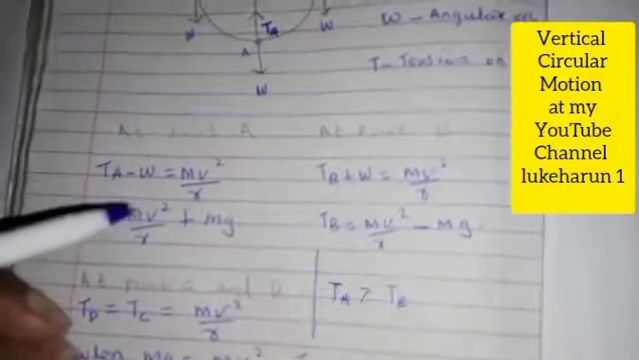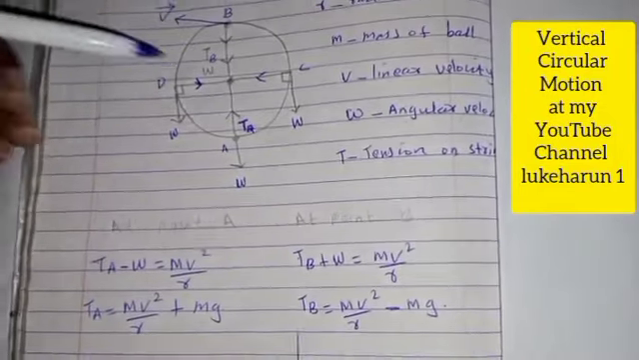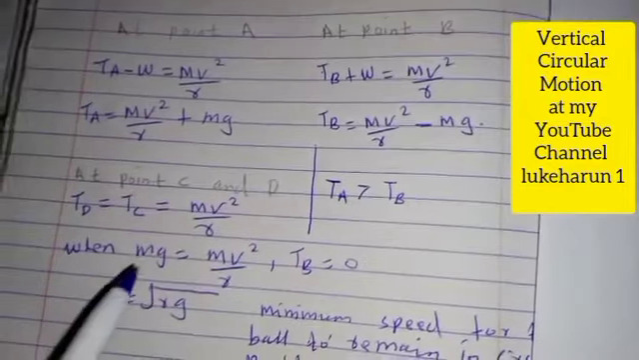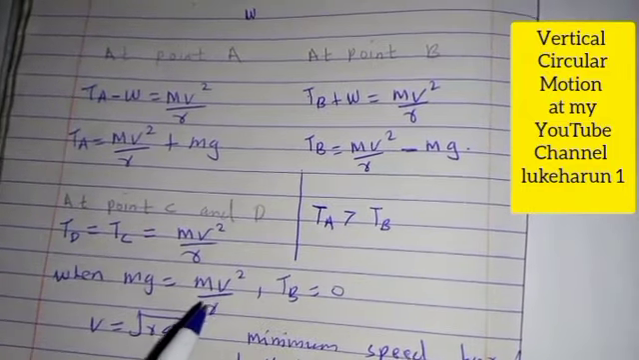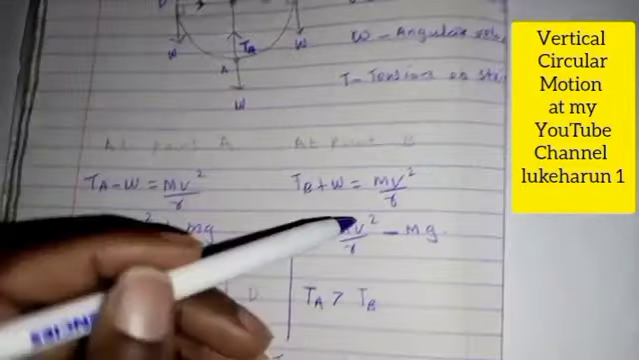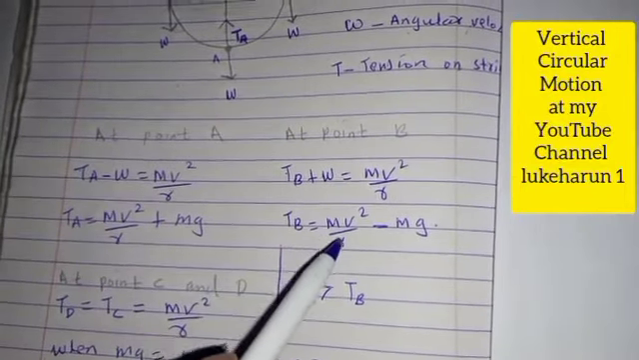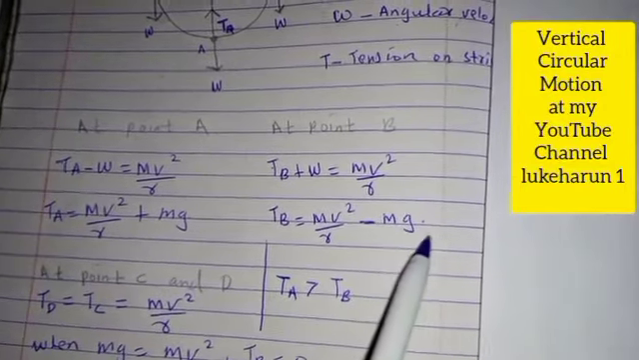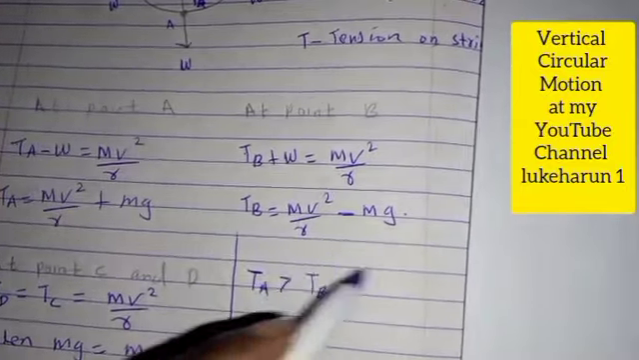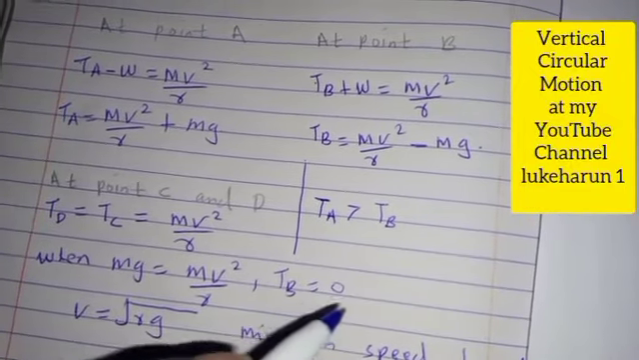So at point B, when the weight is equal to the centripetal force, that is mg is equal to mv squared over r, then at that point the tension will be equal to 0, because if the centripetal force is equal to the weight, then they cancel and we are going to get 0 when we simplify. So the tension at point B will be equal to 0.